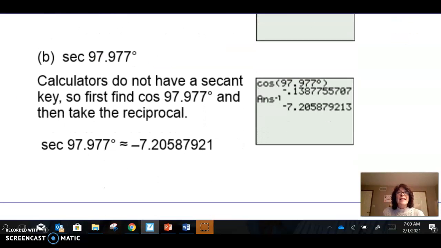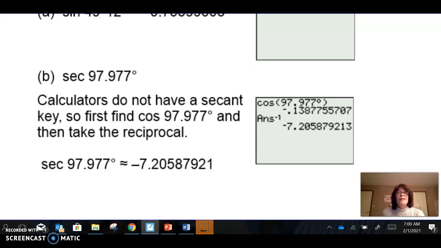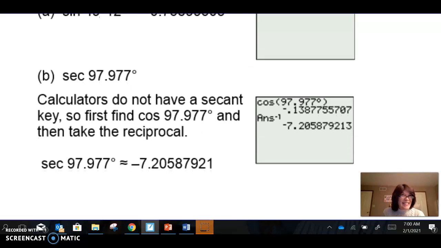Here we have the secant. Uh-oh. There's no secant button on my calculator, right? So people get this mixed up sometimes, okay? They'll take like the secant of 1 over 97.977 degrees instead of taking the cosine of 97.977 degrees and then taking the reciprocal of that, okay? First, you find the cosine of it, and then you find the reciprocal of that, okay?